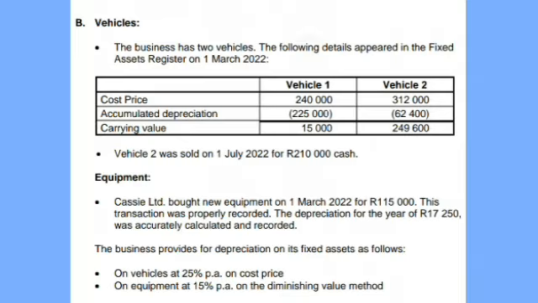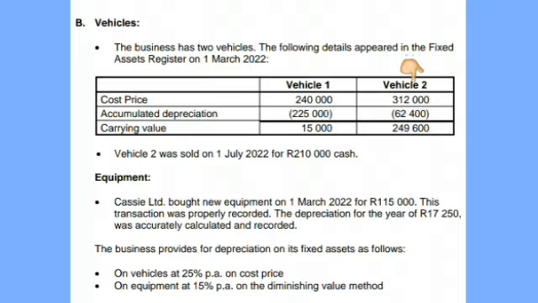The cost price of vehicle 1 is 240,000. It has an accumulated depreciation of 225,000 and a carrying value of 15,000. Vehicle 2 has a cost price of 312,000, an accumulated depreciation of 62,400, and a carrying value of 249,600.